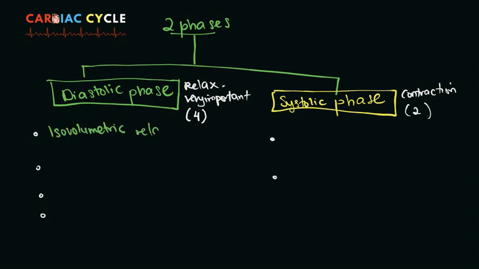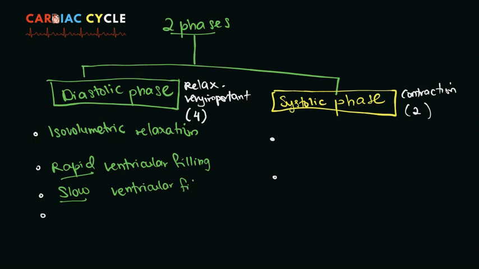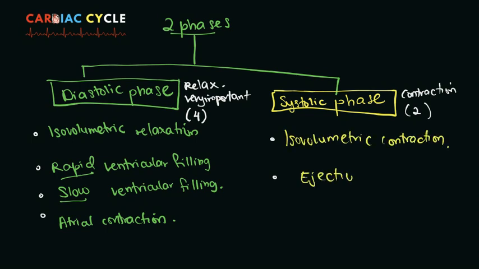For the diastolic phase, the first step is the isovolumetric relaxation, followed by rapid ventricular filling, then slow ventricular filling, and then the atrial contraction. As for the systolic phase, it has isovolumetric contraction, followed by ejection. It is fairly easy to remember the diastolic phase's steps and the systolic phase steps. Just remember the diastolic phase has 4 steps, systolic phase has 2 steps.